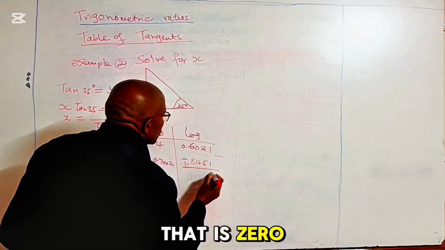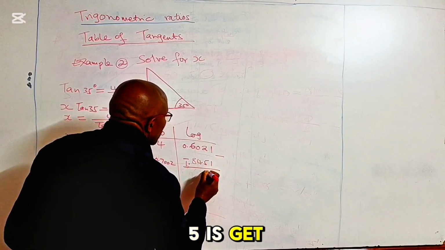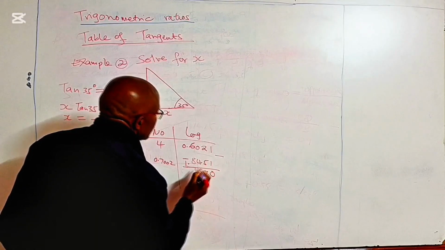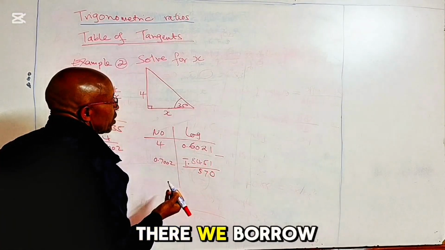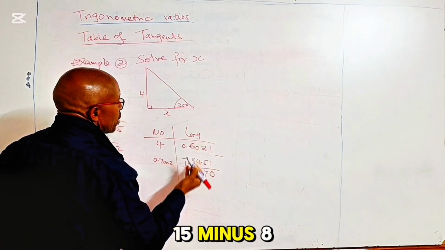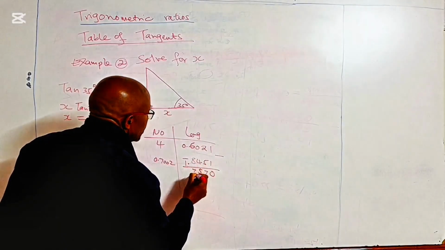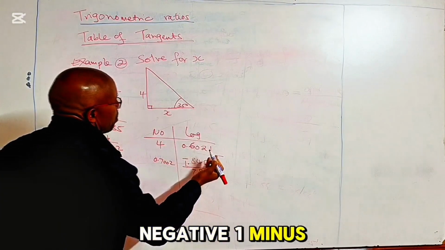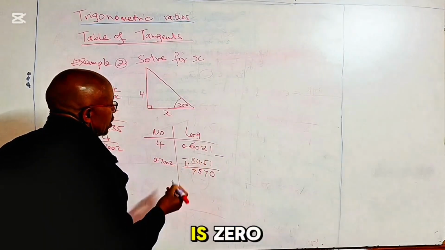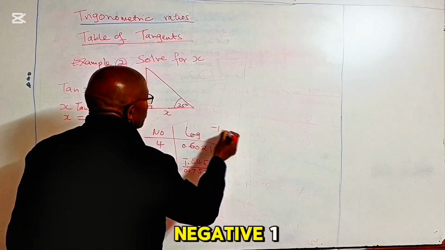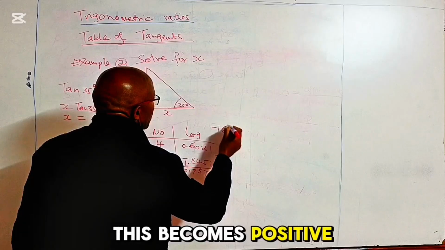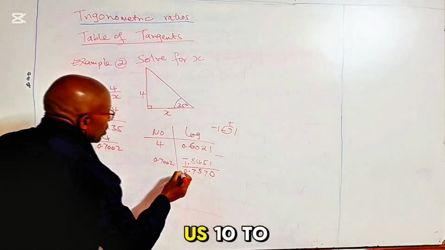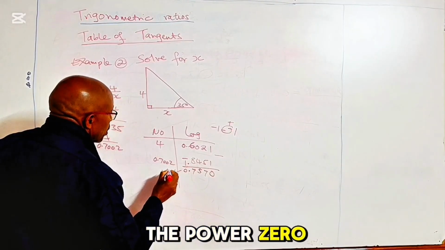That is 12 minus 5, we get 7. Left 9 here minus 4, we get 5. We borrow 1 from 0. 15 minus 8, we have 7. We are left with -1 here. -1 minus -1, that is 0. -1 minus -1 becomes positive. It will be -1 plus 1, which is 0. This now gives us 10 to the power 0 times.